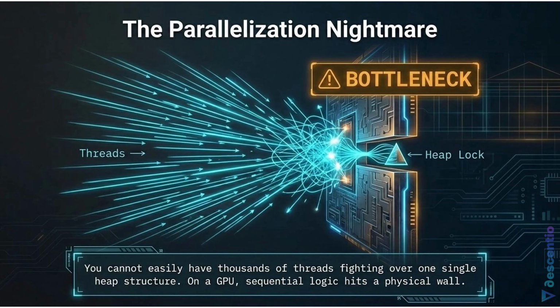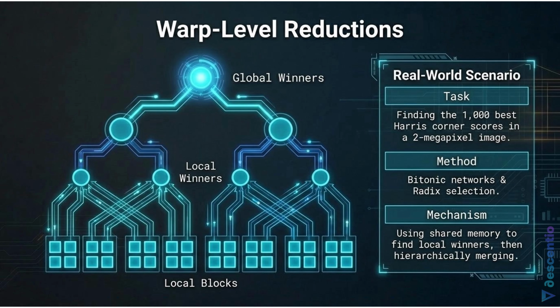Here is where it gets really interesting. The sources highlight computer vision as a perfect example of this. Oh, it's such a good example. Imagine processing video frames, and you need to isolate the 1,000 best Harris corner scores, which are basically visual features used to track movement across a grid of 2 million pixels. And you need this done instantly, frame by frame. You cannot use a heap. You cannot use QuickSelect. You need a completely different mental model.